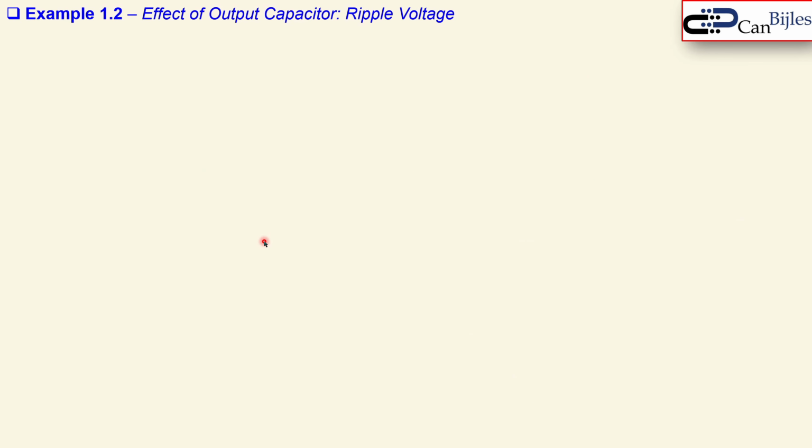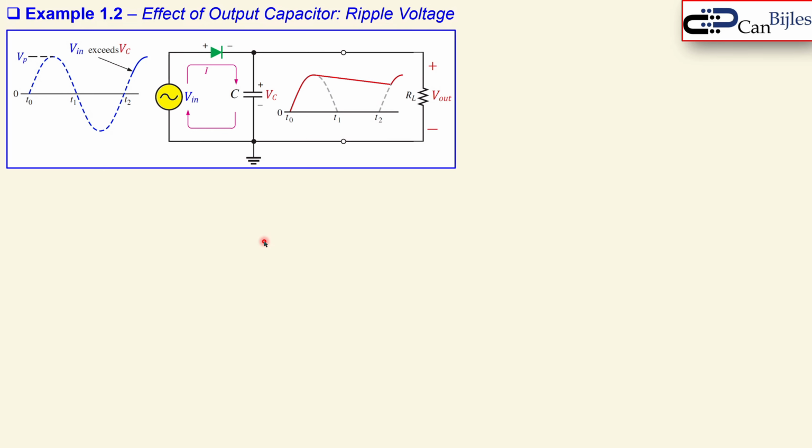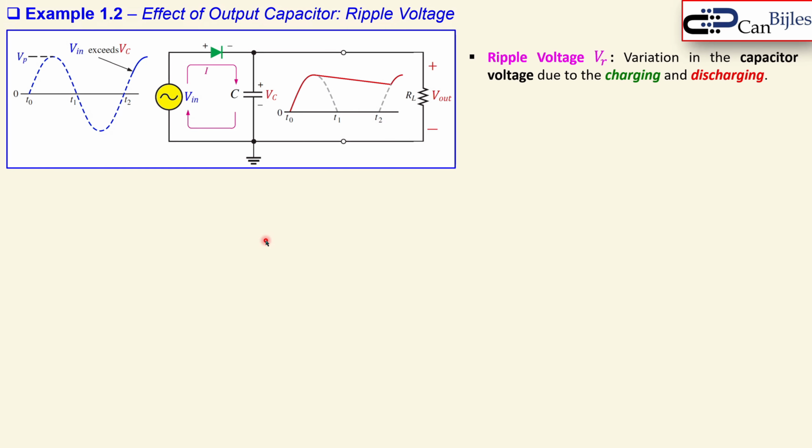We move on, and let's also look at an example of the effect of the output capacitor, and then the ripple voltage, because ripple, we have discussed, is a very important consideration for your rectifier. Now the ripple voltage, or VR, is the variation in the capacitor voltage or the resistor voltage due to charging and discharging. Because of this charging and discharging, this part is charging, this part is discharging, this part is again charging, you have a maximum and a minimum value. The difference between those two is what you call the VR. The ripple voltage is not really desirable, so we need to make it small. The smaller the ripple, the better the filtering.